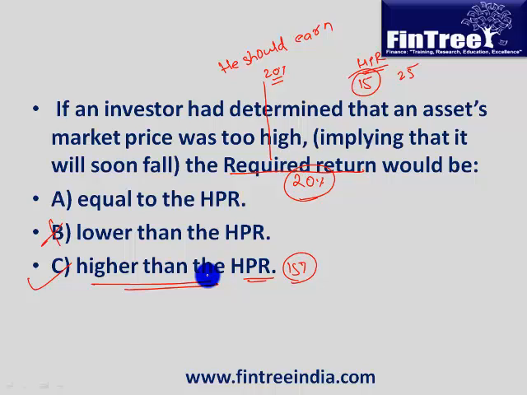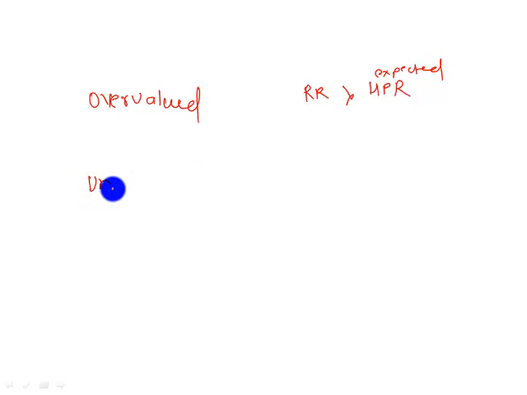No. Why does it have to be negative? No, no, no. See, if you want, you can make this table. If the stock is overvalued, then the required rate of return would be higher than the expected holding period return. And if the stock is undervalued, then the required rate of return would be less than the holding period return.